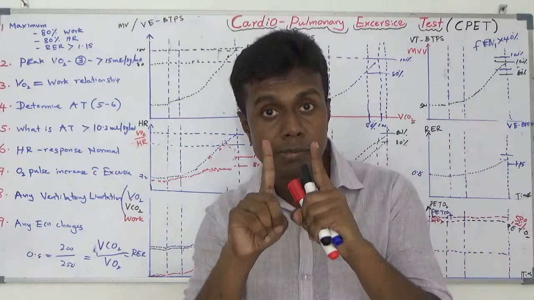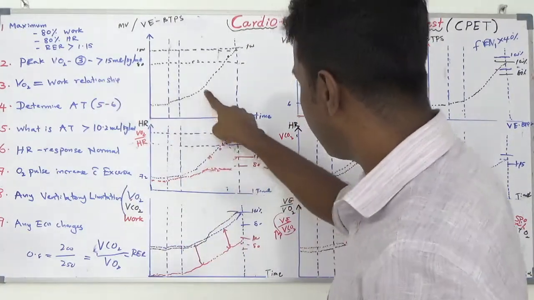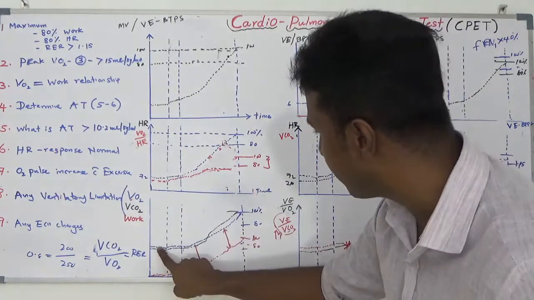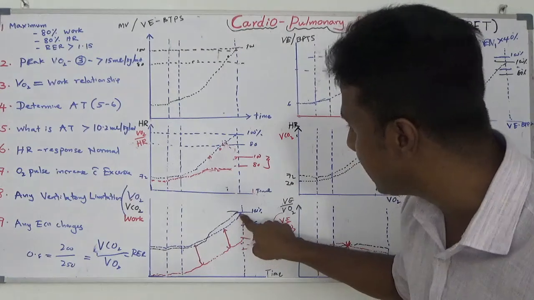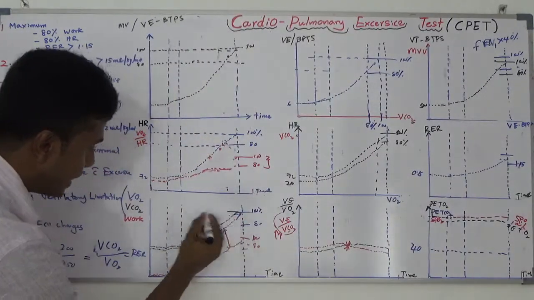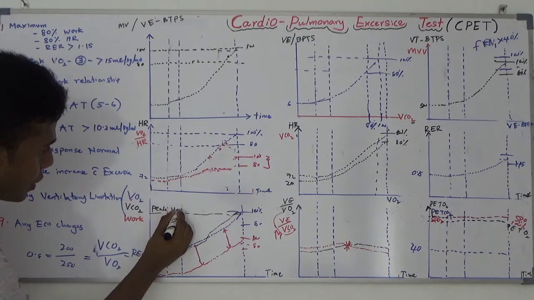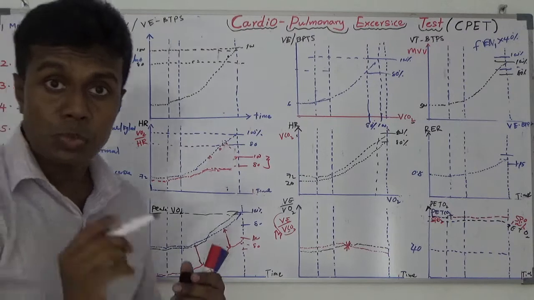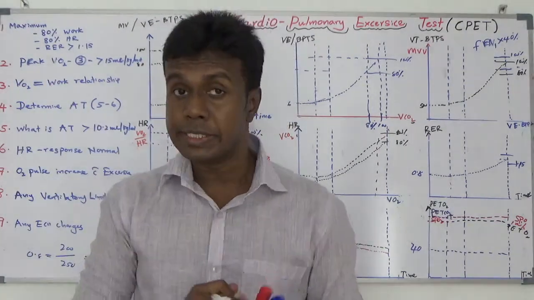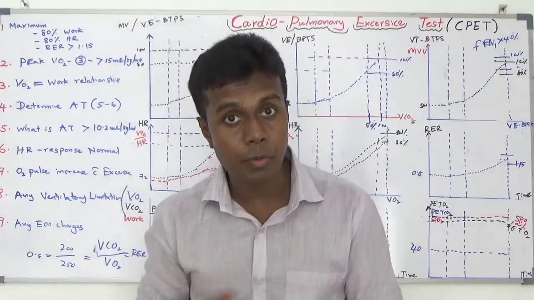Number 2, check peak VO2, volume of oxygen consumption. Peak or maximum volume of oxygen consumption. It is in graph 3. Now 1, 2, 3. Here, volume of oxygen, the blue line from here to here. This is the peak, the maximum one on the blue line. This is the peak VO2.